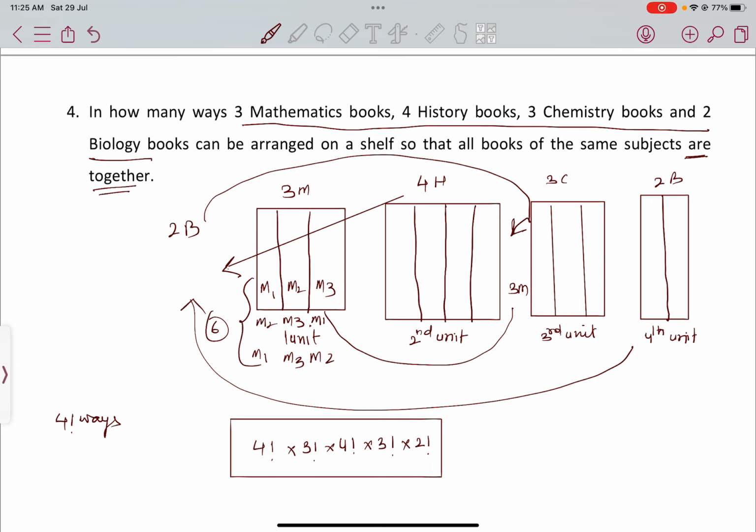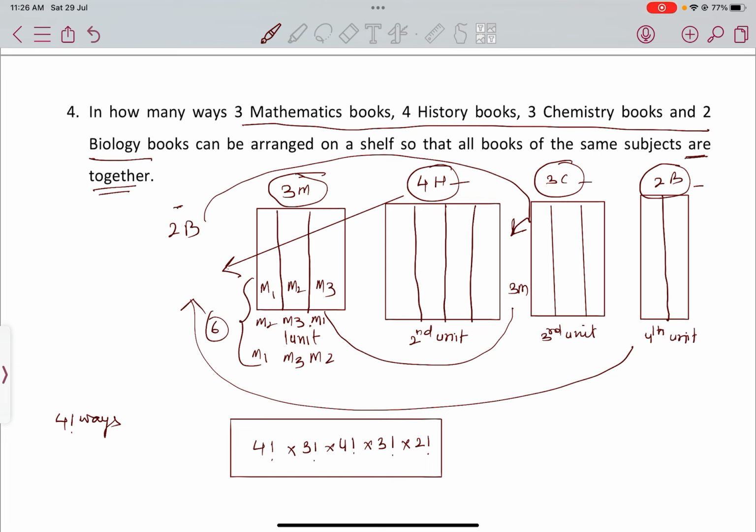Do you understand it? Again I am explaining. We have to arrange 3 mathematics books, 4 history books, 3 chemistry books, and 2 biology books on a shelf. This is 3 mathematics books, this is 4 history, this is 3 chemistry, this is 2 biology. And we have to arrange them so that same subject books are all together. But before that we can place the subjects in different patterns. In the question we wrote the sequence mathematics, history, chemistry, biology. But during arrangement we can put biology first, or history first, or chemistry first, then at the second place any of the remaining, in the third another two, and at the last the remaining one.